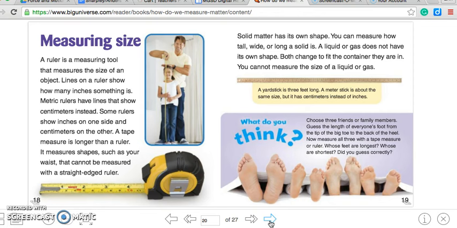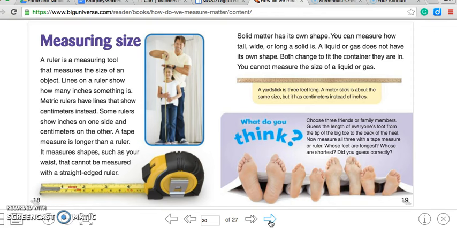A liquid or gas does not have its own shape. Both change to fit the container that they are in. You cannot measure the size of a liquid or gas. A yardstick is 3 feet long. A meter stick is about the same size, but it has centimeters instead of inches.